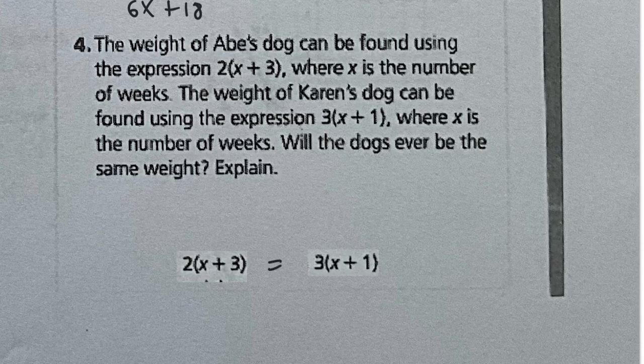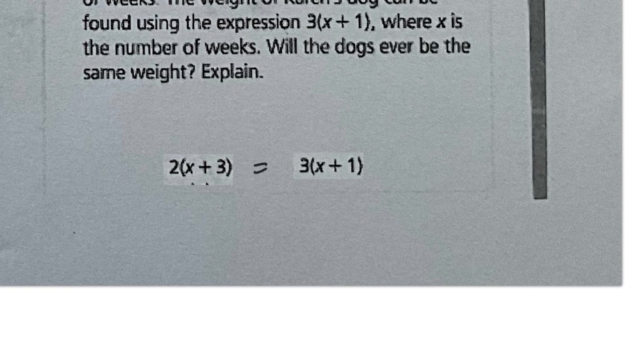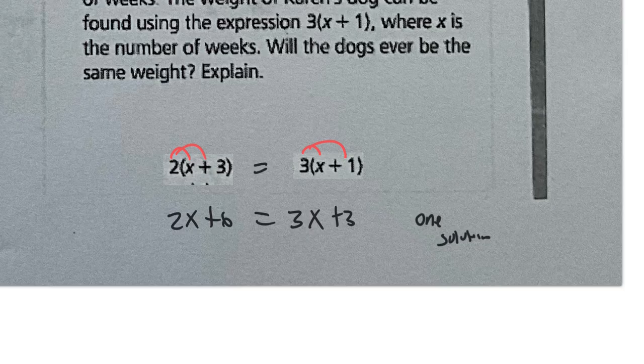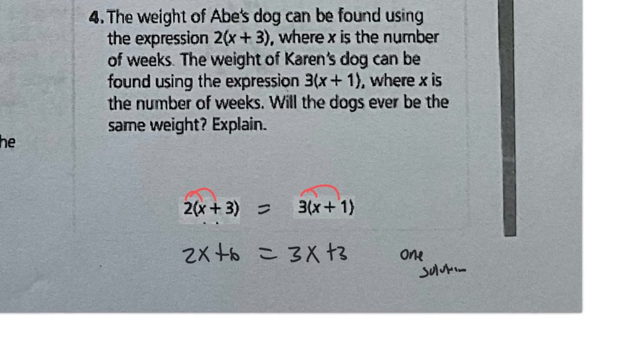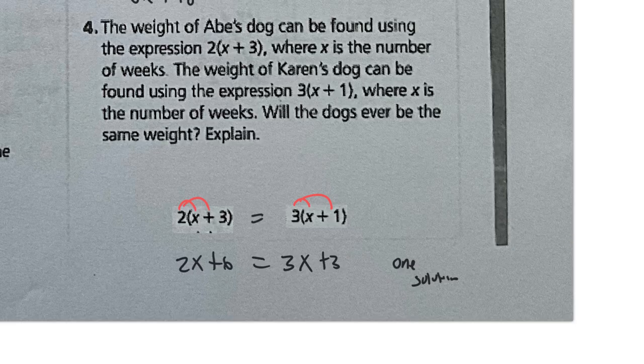Now, obviously, I think my student watching understands that we're just going to do the same thing that we just did. Distribute, distribute, distribute, distribute. Of course, 2x plus 6 equals 3x plus 3. So the x terms do not match. Therefore, there is indeed one solution. In other words, there is some amount of time that would pass such that the weight would be the same. So that is how you do that one. Let's move to the next.